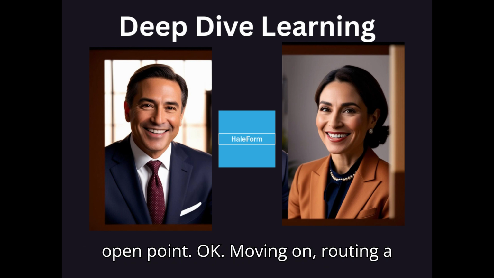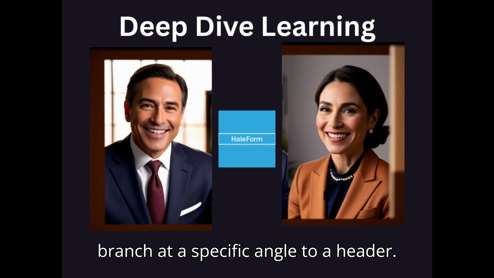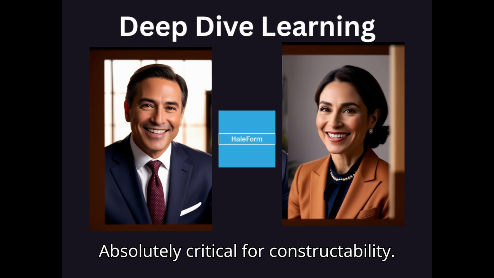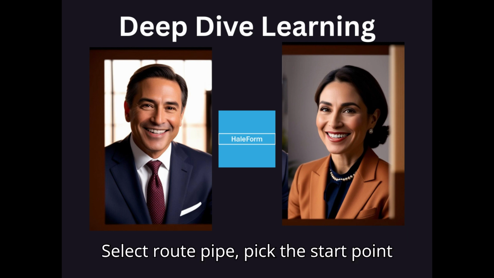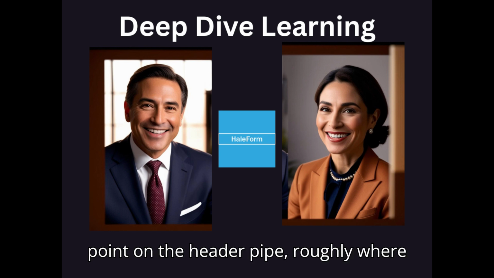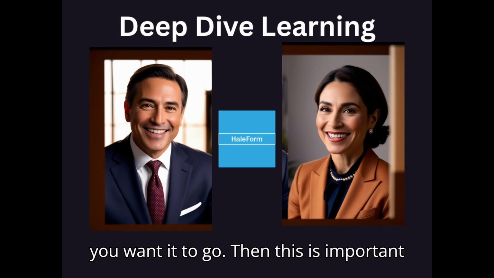Okay. Moving on, routing a branch at a specific angle to a header. Crucial for getting things right. Absolutely critical for constructability. Select route pipe, pick the start point for your branch, the free end, click a point on the header pipe, roughly where you want it to go.